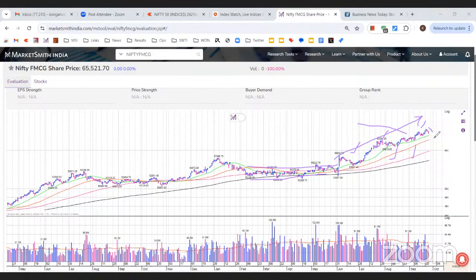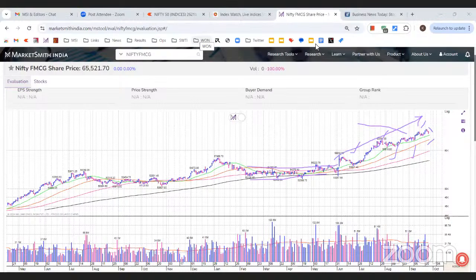21 DMA is still held. There is no breach of 21 DMA still, so 21 DMA and 50 DMA are to be closely watched on the Nifty FMCG sector as well. I think most of the sectors, majority of the sectors which have good heavyweight weightage in the market, we have discussed. And now we can start with the stock specific queries.